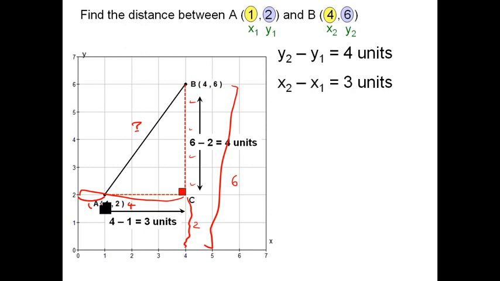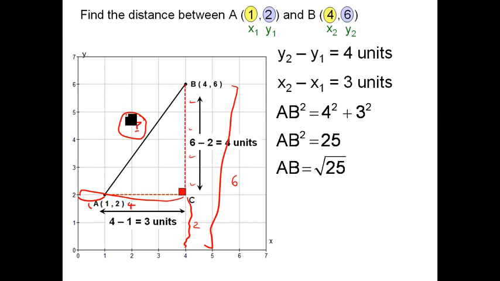Now we can find AB using Pythagoras. This is the hypotenuse. So AB power 2 is 4 power 2 plus 3 power 2. The answer is 25. The last step is the square root of 25. Now AB is 5 units.